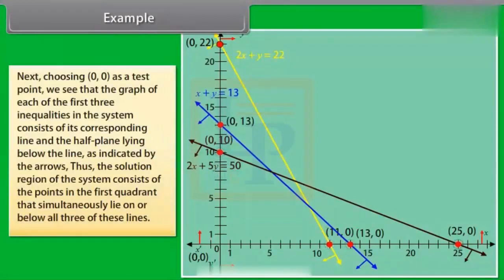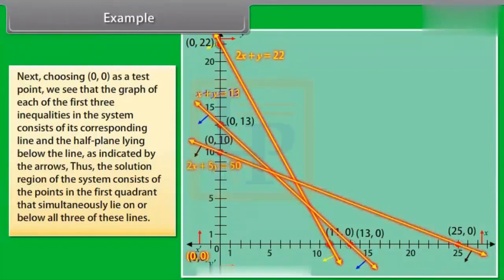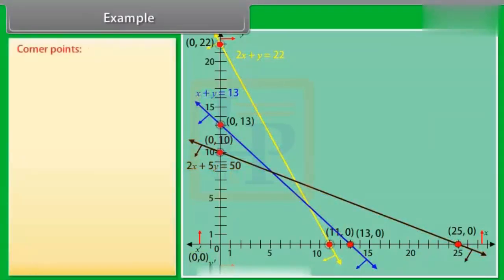Next, choosing (0, 0) as a test point, we see that the graph of each of the first three inequalities in this system consists of its corresponding line and the half-plane below the line, as indicated by the arrows. Thus, the solution region of the system consists of the points in the first quadrant that simultaneously lie on or below all three of these lines. Let's find the corner points.